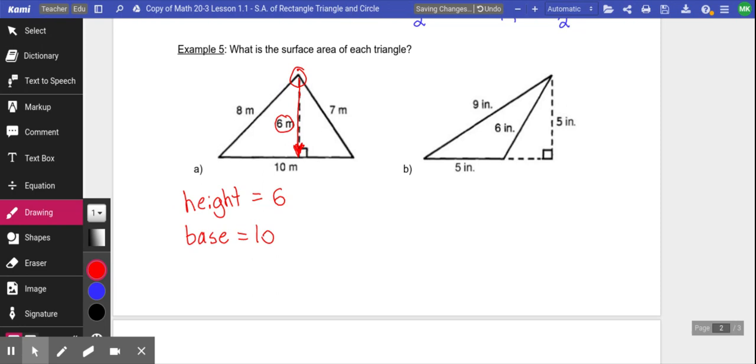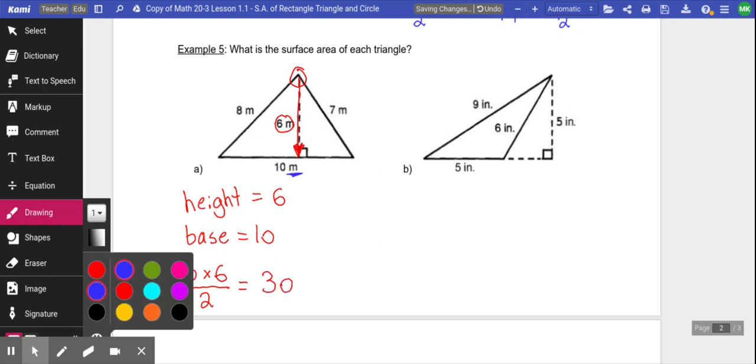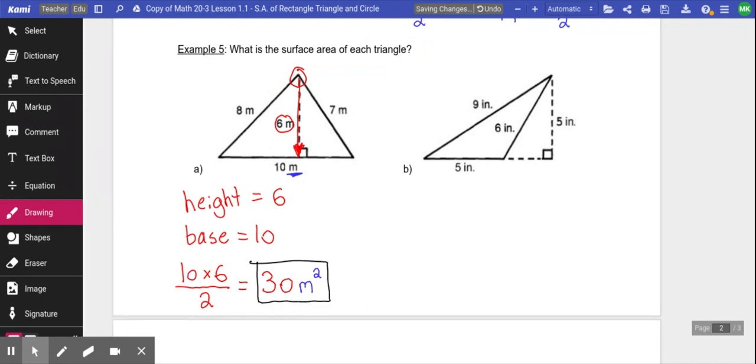The height's usually easier to pick out. The base is sometimes tricky because they give you all those side lengths, right? So for us, on this question, it would be base times height. So we'll do base first. 10 times 6 divided by 2. You put that in your calculator, you should get 30. And once again, we have to do our units. Everything was measured in meters, so it's meters squared. Would you have divided by 2? I did, I think. If you go 10 times 6, you get 60. And then 60 divided by 2 will be 30.